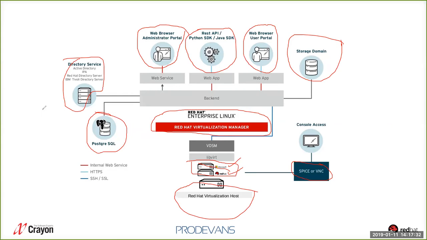So I hope this architecture is clear to all of you. If anybody has any questions or queries, please put them in the chat, so that after finishing the presentation, we'll try to respond to your questions. So this is the complete architecture of Red Hat virtualization. Next.